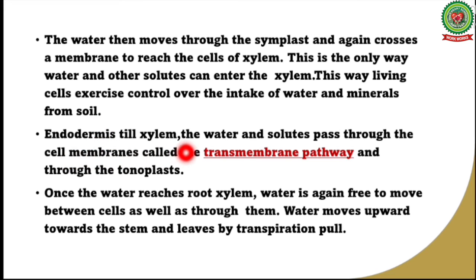From endodermis till xylem, the water and solutes pass through the cell membranes, called the transmembrane pathway, and through the tonoplast, that is the vacuolar pathway. The endodermis with its unique structure controls which solute or ions reach the xylem. Now, once the water reaches root xylem, water is again free to move between cells as well as through them. Water moves upward toward the stem and leaves by transpiration pull.